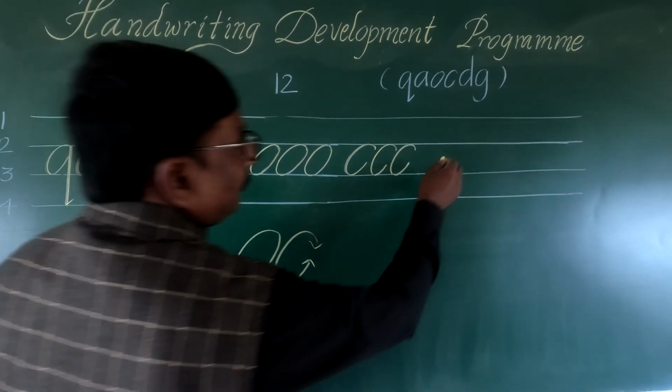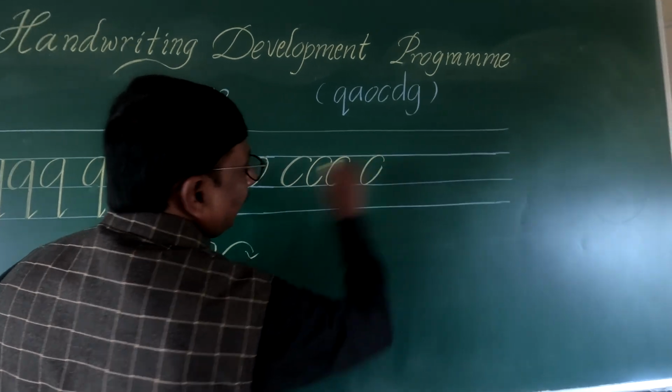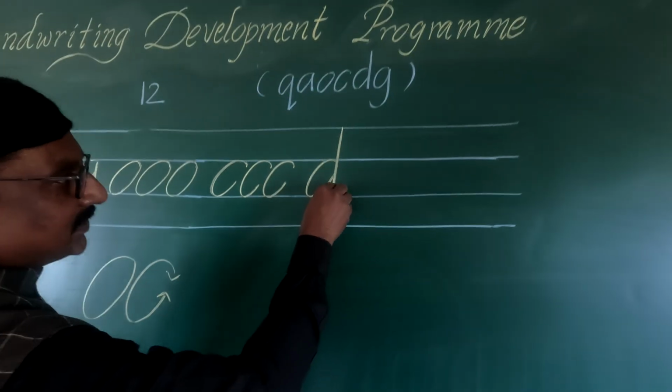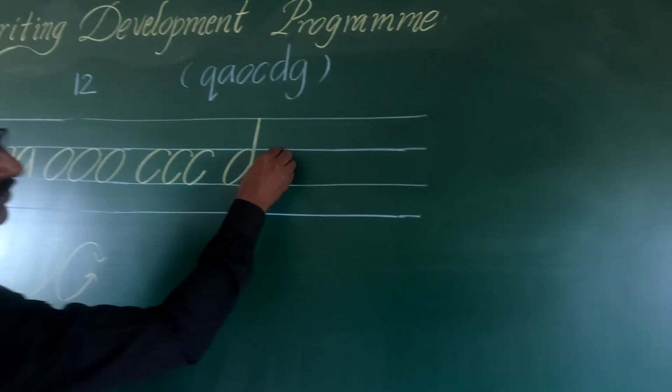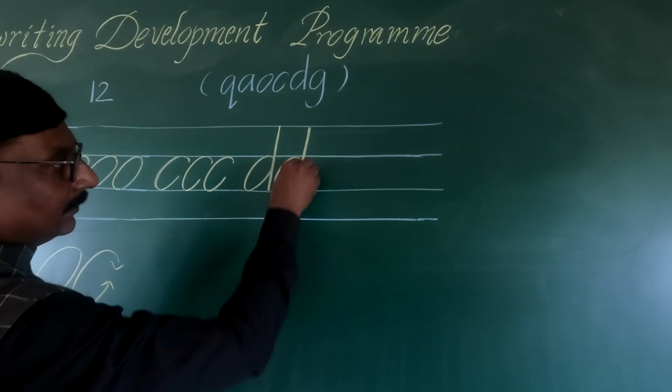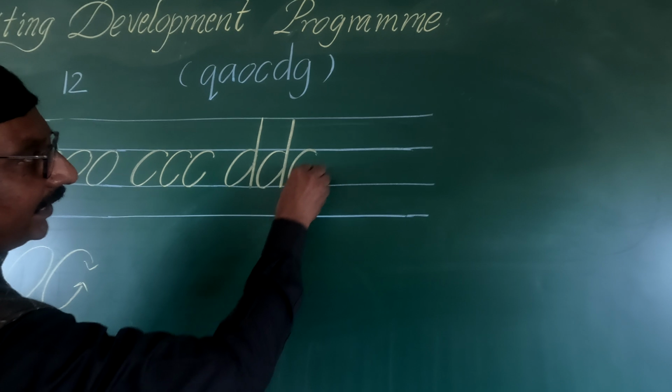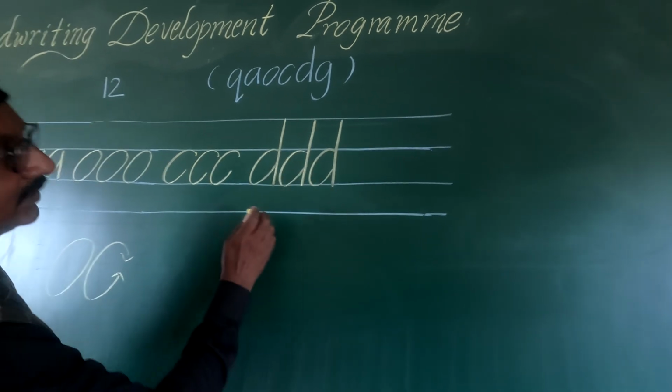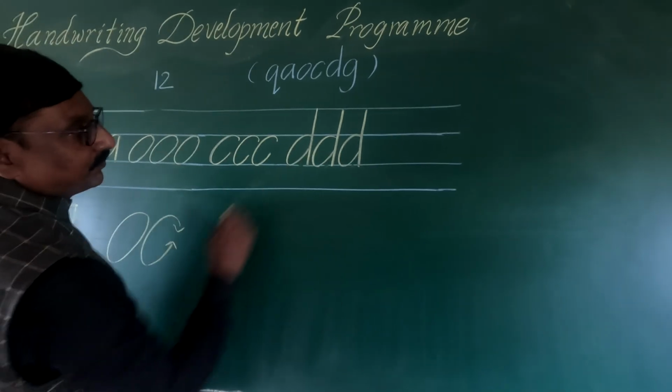Okay. I am writing C and L, our first basic L. C and L become D. Here also triangle shape gap.